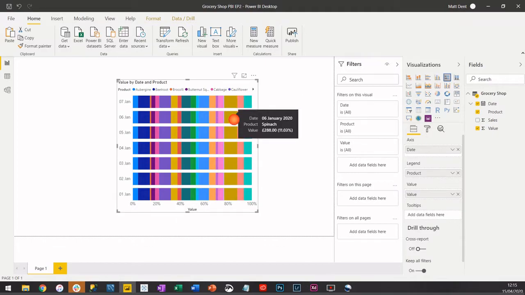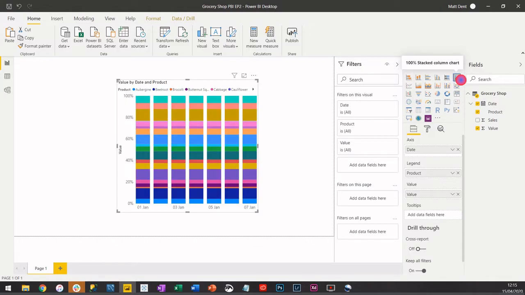We know on the 6th of January we sold a lot of spinach, so the proportion stayed similar at 11%, but the value has gone up to £288. Now if we wanted to pivot the axis like we have been doing between horizontal and vertical, we could click on the next standard visual, which is 100% stacked column chart, and that will flip it around the other way.